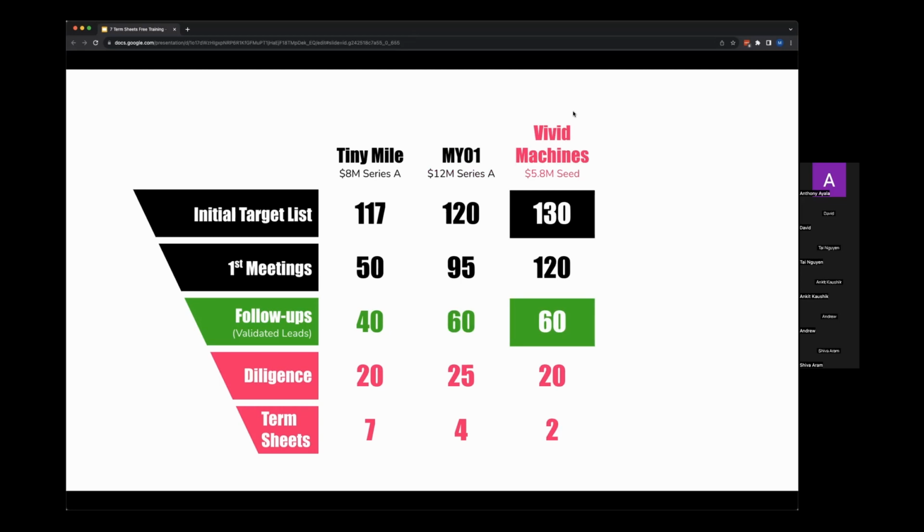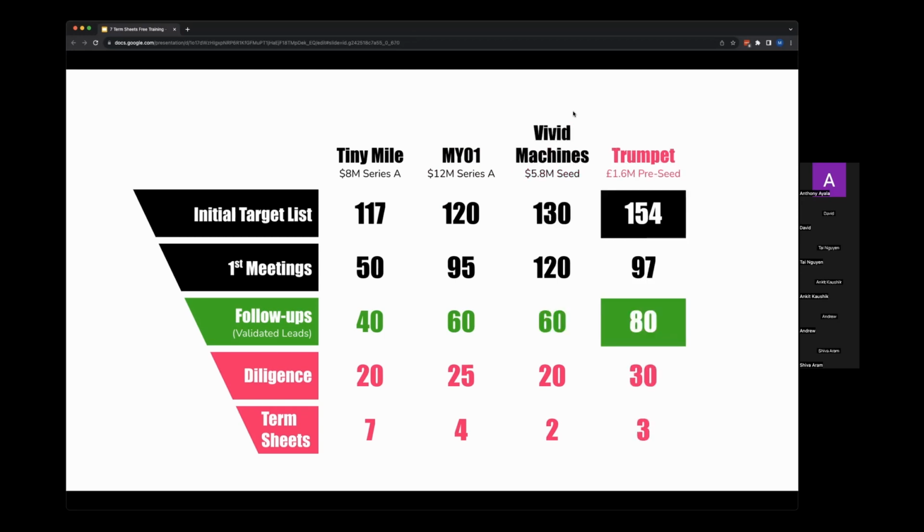Vivid Machines, same thing. This time was 130. One thing you'll notice, we're starting to go into earlier stage, so the numbers are going up a little bit. 130, this one was done this year again. They reached out to all 130. 120 of them turned into first meetings, 60 follow-ups, 20 in diligence, 2 term sheets.